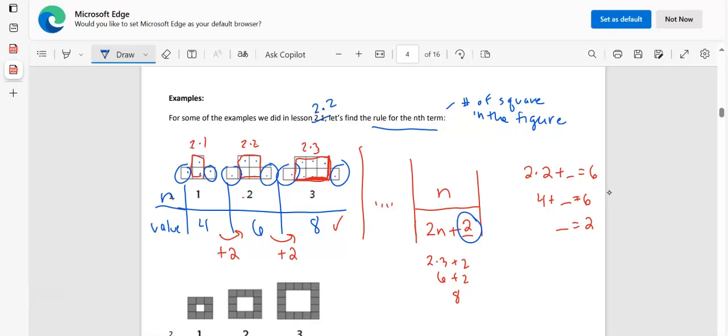You could also set this up as a bit of a difference if you wanted to make this a larger square and then do a subtraction problem. I think that's a little bit harder, but it's another way to look at it.